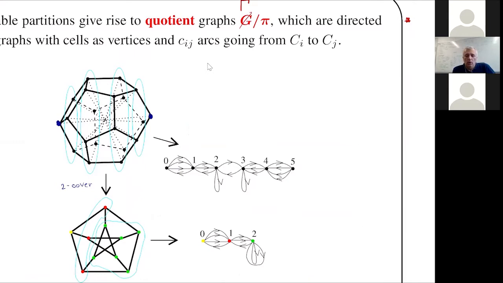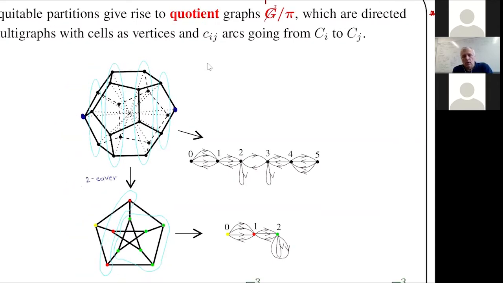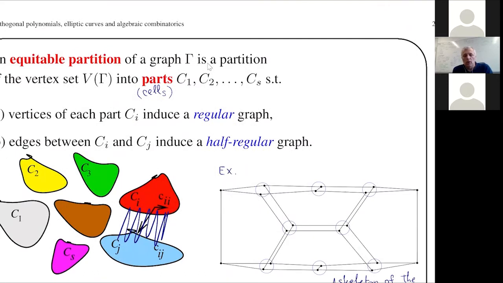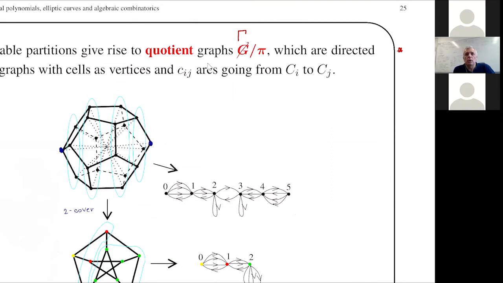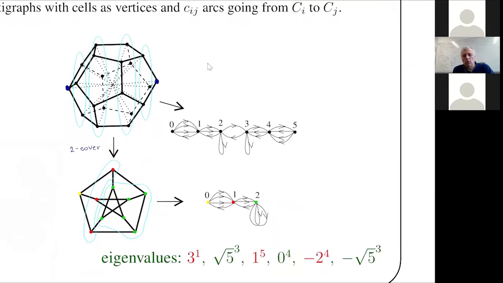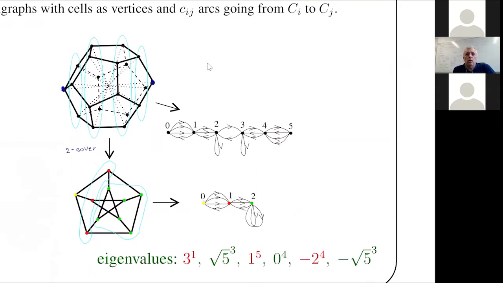So we take cells to be vertices, and we put arcs between cells corresponding to this constant Cij. And here's the example of this. Of course, because in the definition, the graphs induced by cells are also regular, we have also these Cii constants. And so when we do this operation, then we can get some loops. So when we do the distance partition, then we get the weighted path with some loops. But we can also find some other equitable partitions.